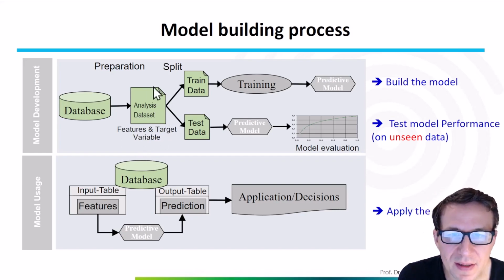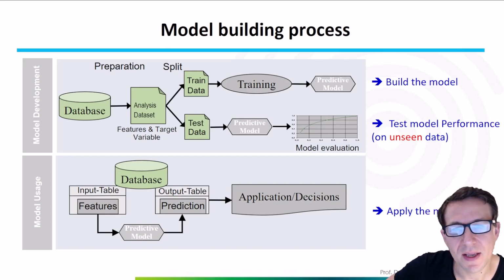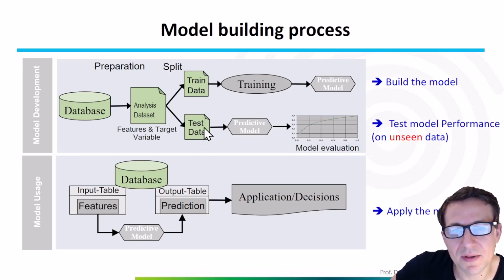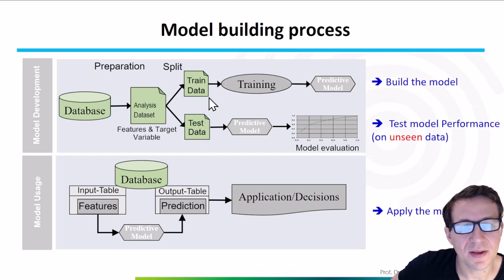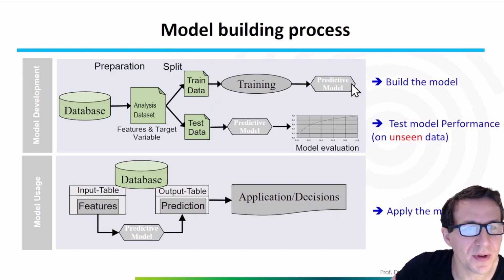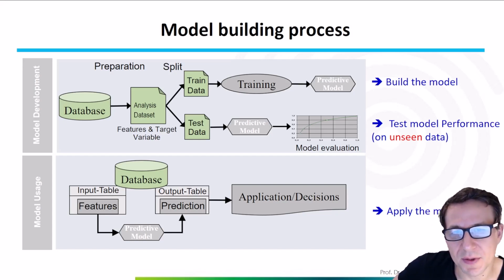So based on the analysis data set, what you do is typically a split of the data. You take one part of the data, for instance, 70% of the data, which is your training data, and the other 30% of the data you keep for testing. The idea is that you try to build a prediction model based only upon the training data. The training data is used for training to get a prediction model, which is some kind of function or procedure or algorithm that can be used to compute the target variable based on the input features.